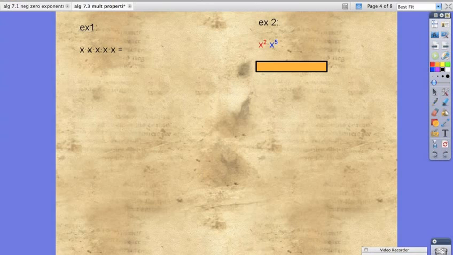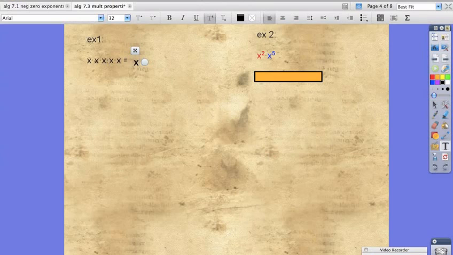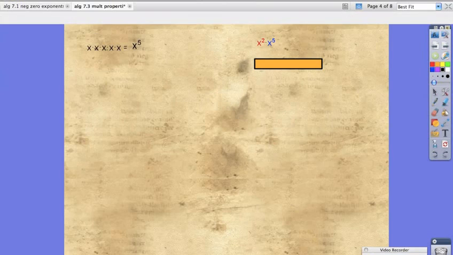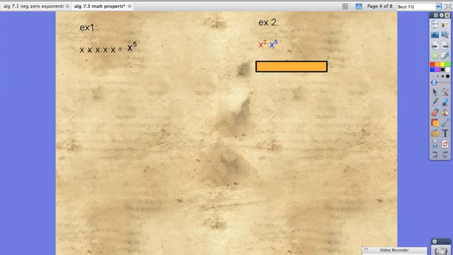So this gives us 1, 2, 3, 4, 5 x's. So x times x times x times x times x is x to the fifth power. So notice that as we're multiplying these exponents, we're just adding up their exponents and putting them together.